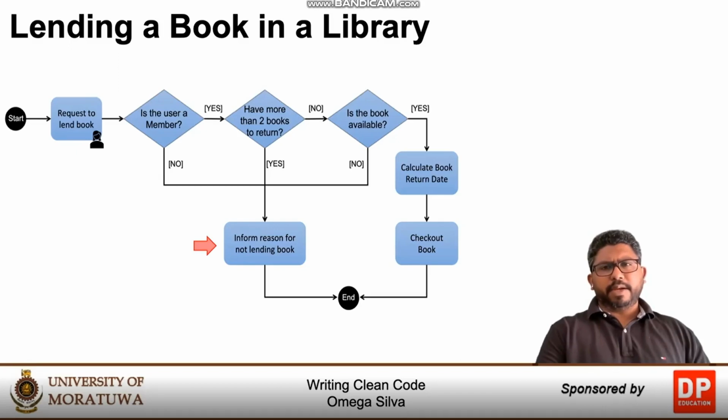If any of these validations fail, the system would send a message to the user why the book lending process could not be proceeded forward. And after that, it ends the process.